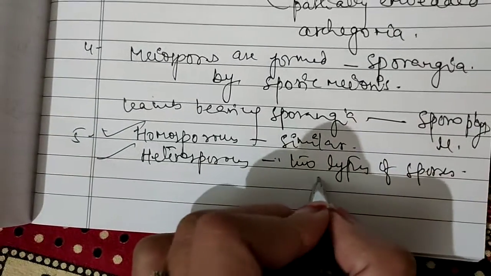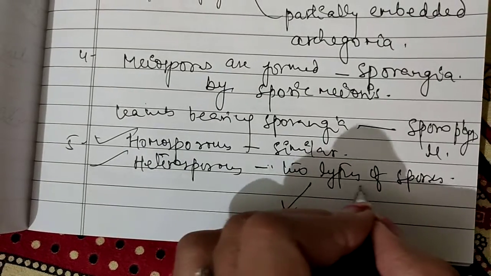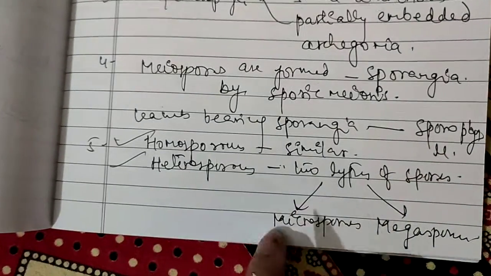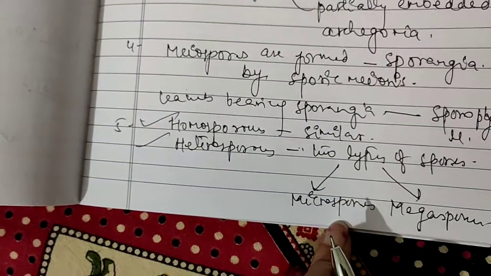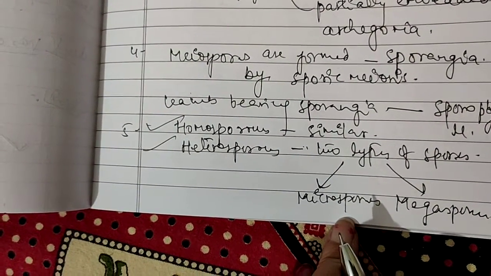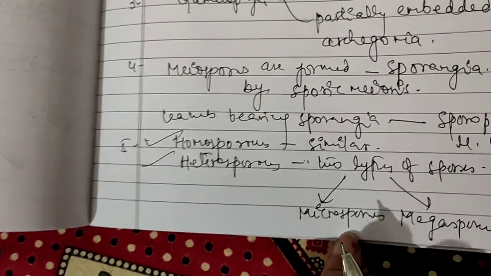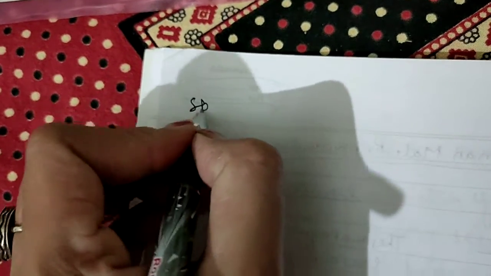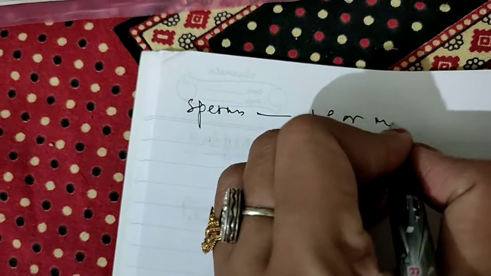One is microspores and the second one is megaspores. This occurs in the case of Selaginella, Salvinia and Marsilea. I will discuss in the next video the seed habit and heterospory in Selaginella. Sperms are multiflagellate.